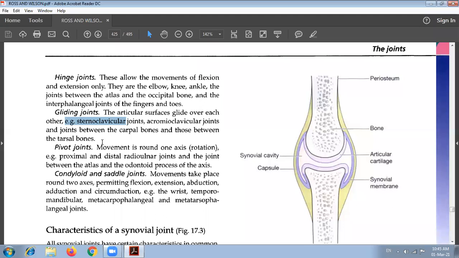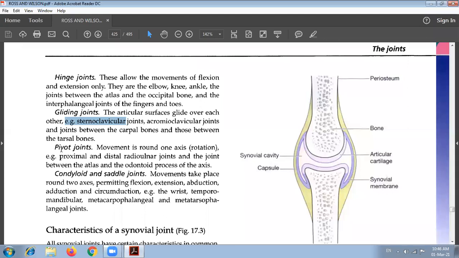So carpal bones are your wrist bones, while the tarsal bones are the ankle bones. Here you have gliding type of joints. So carpal bones have this gliding type of joints. Due to these gliding joints and gliding movement, your wrist can be moved and you can move your palm. All this is gliding movement.